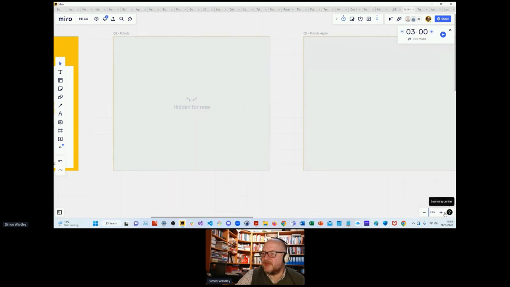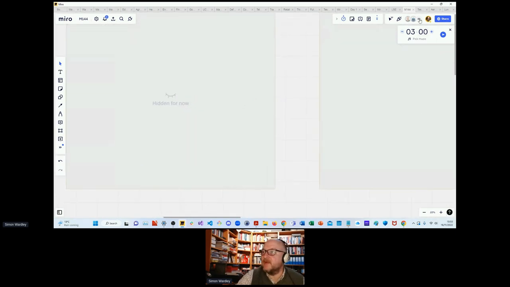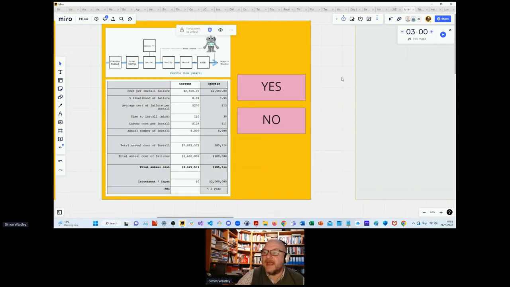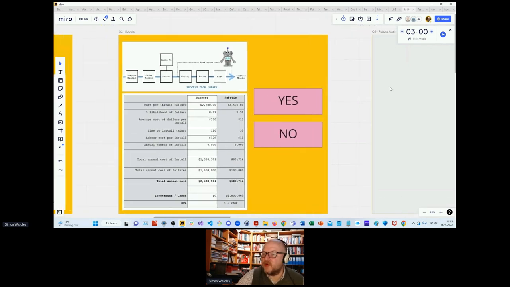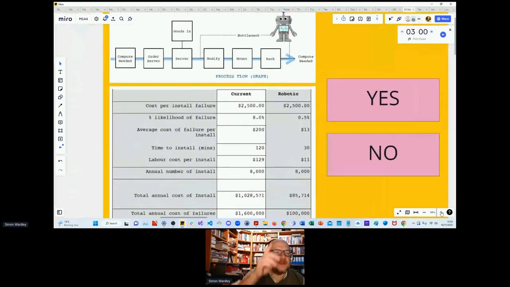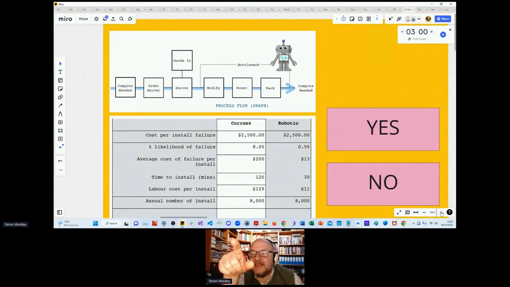This is to do with robots. Let me drag you all to where I am. Hidden for now, let's unhide this. Okay. This is an insurance company. This is 2010 to 2011. Sorry. They need some compute.